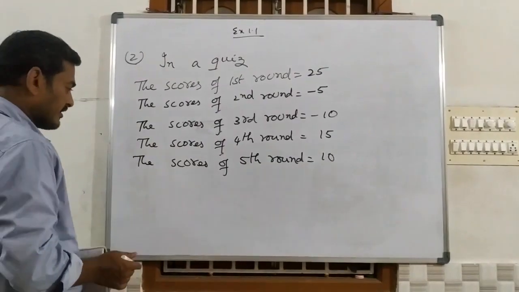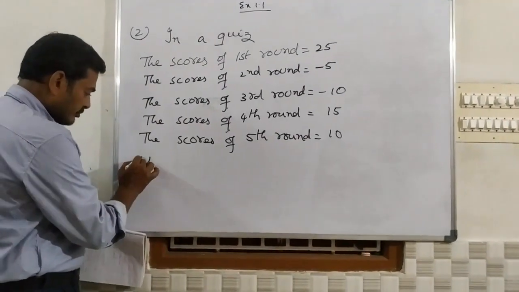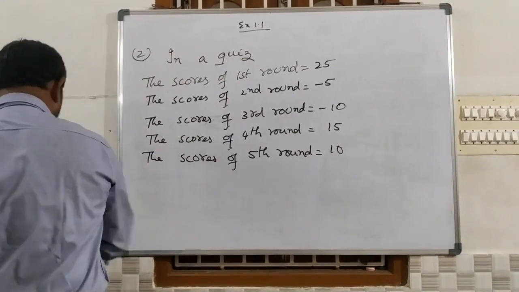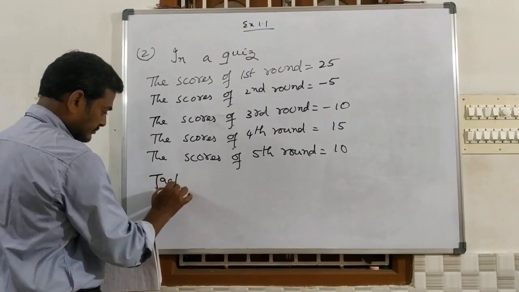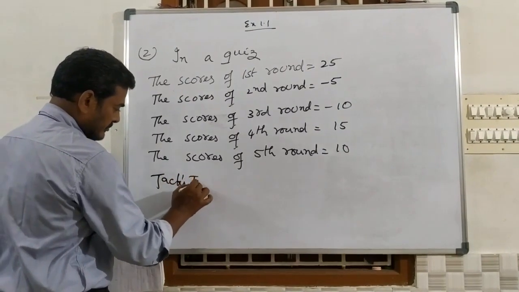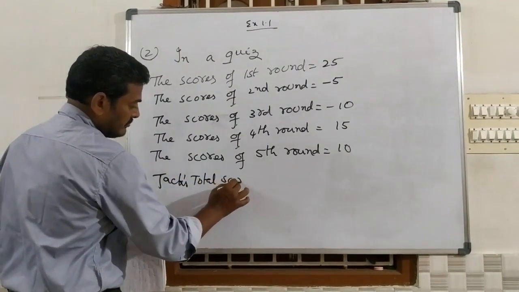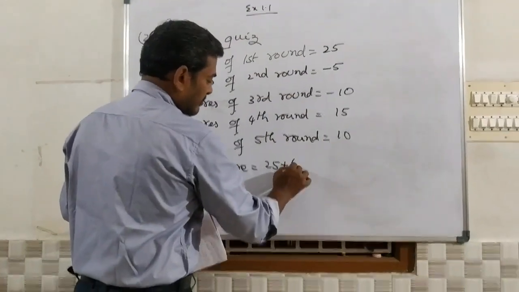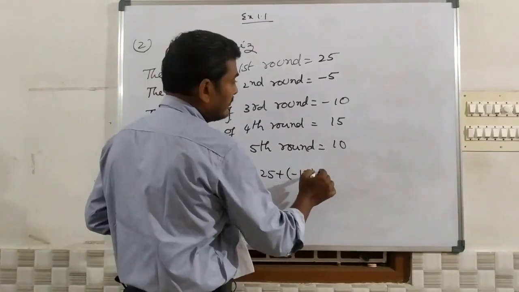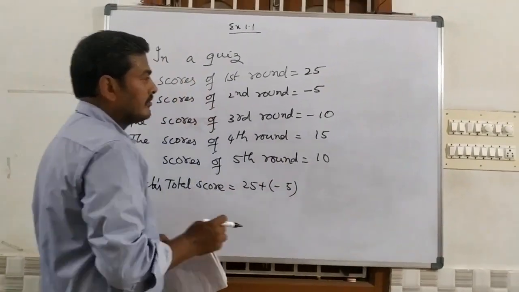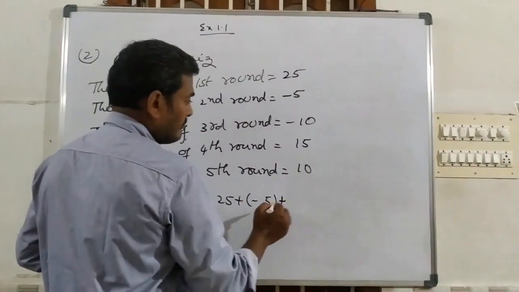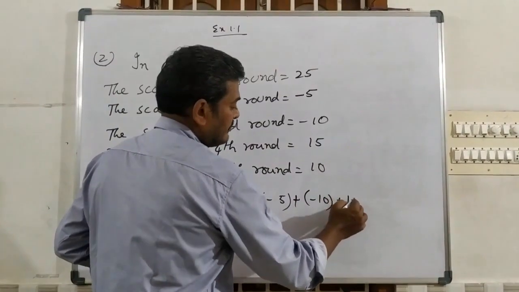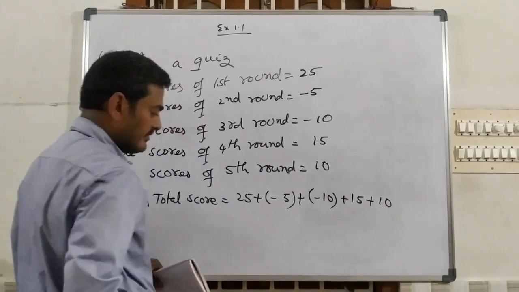What is the final score they are asking? So Jock's total score is equal to, if you add all the things, 25 minus 5 minus 10 plus 15 plus 10.